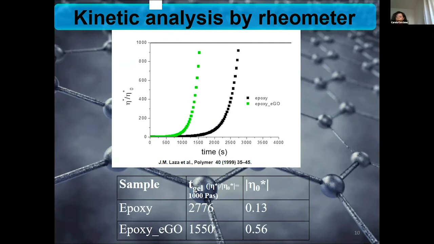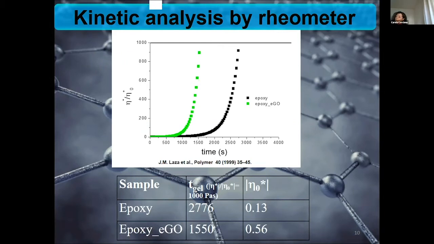So, criterion of the tangent line to the G' curve. In this case, I want to say that this point corresponds to the crossing between the baseline, so G'' equal to 0, and the tangent drawn at the G' curve when G' reaches a value close to 1000 Pascal per second. So this value is very used in literature.